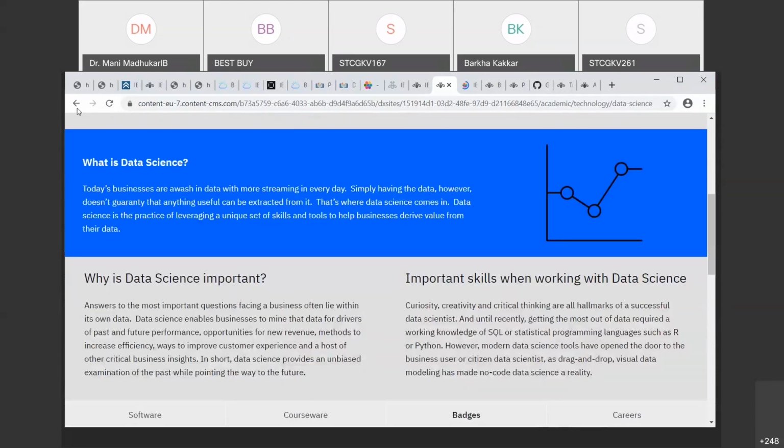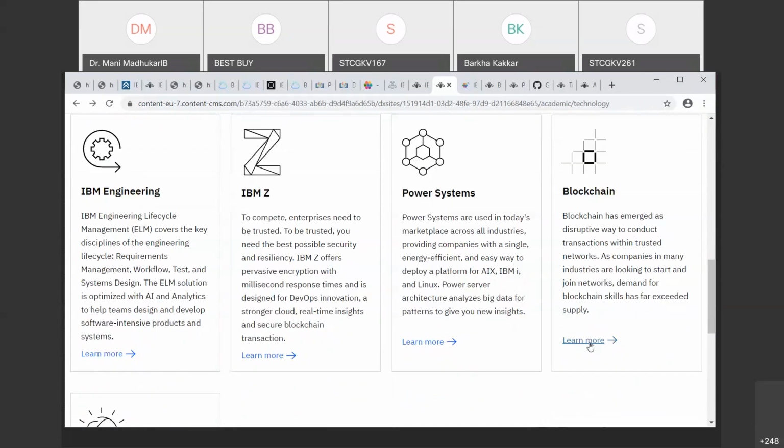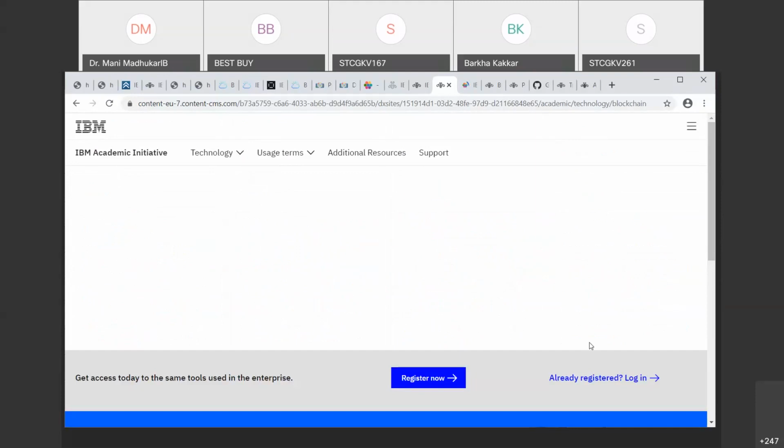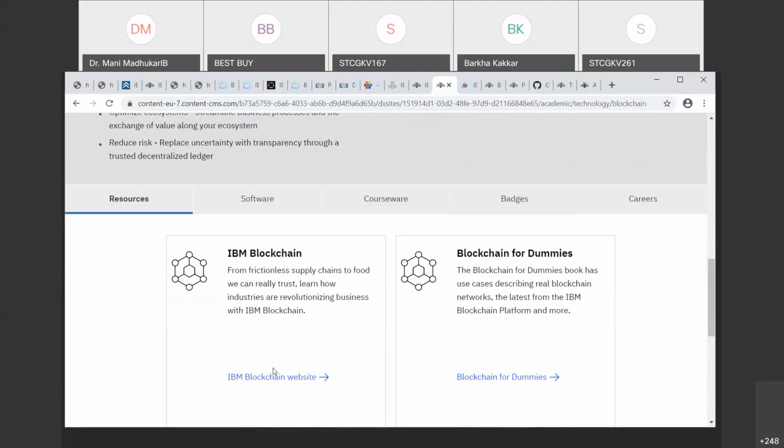Let me dig into the blockchain space. Since we're talking about blockchain, let's see what is offered on blockchain here for learning. Let me show you. There are a couple of these. There is a blockchain website where you can go and learn. There's an ebook, Blockchain for Dummies, which you can download for free and start learning.